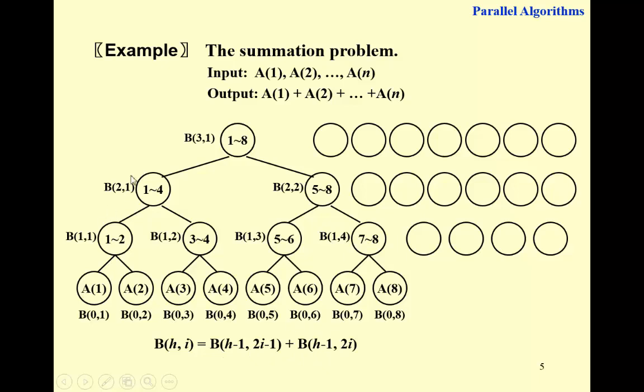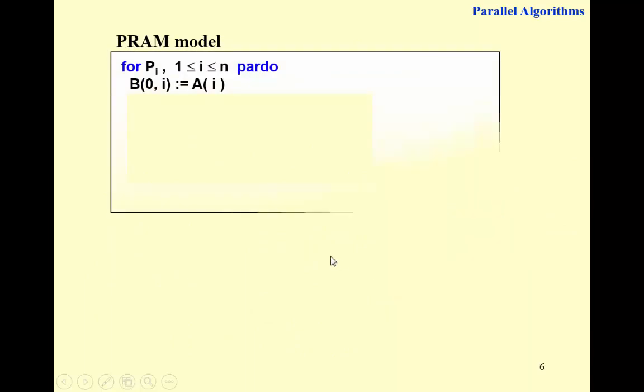And notice that this is a perfect binary tree, right? So the relationship between this node i and its children is this. Left child is 2i minus 1 and right child is 2i, right? Okay, now let's try to describe this procedure in pseudocode.